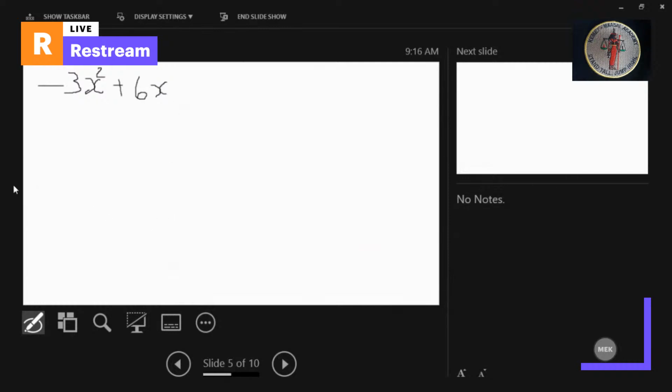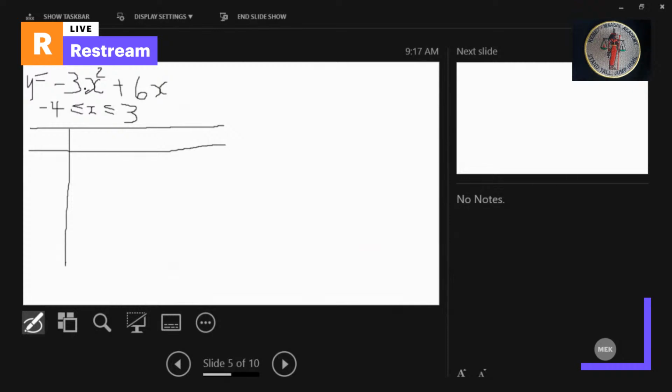All right, so let's try it. Sorry, I didn't put my y equal. So y equals negative 3x squared plus 6x, for, let's say, x greater than or equal to negative 4, less than or equal to 3. And we know we're going to need a lot of space because we're using up all the points on the domain.